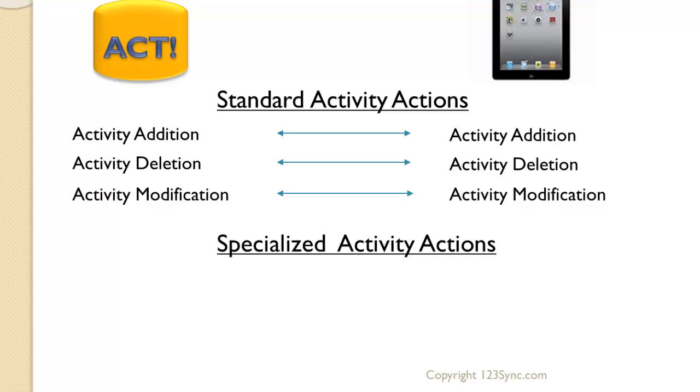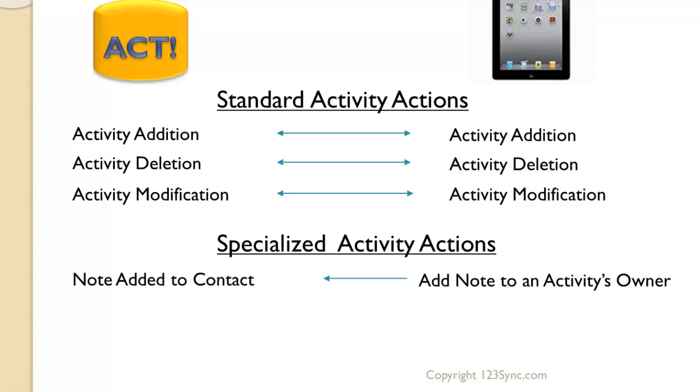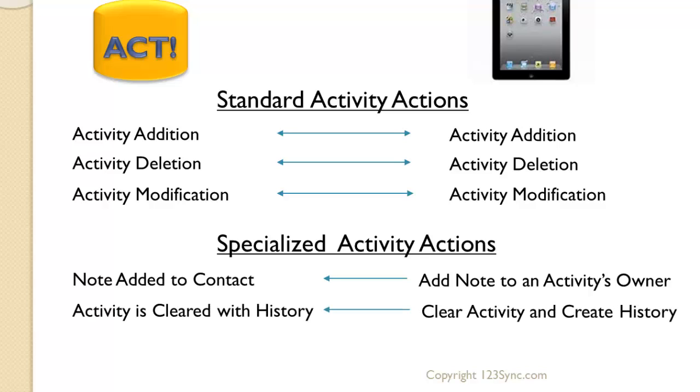In addition, we have added what we call specialized activity actions. These actions are if you do something on the device and then it comes back to ACT. In these cases, you can look at an activity on your device and then add a note to that contact in ACT. As well, you can clear an activity on the device, and that activity then will be cleared and a history created in ACT through 123 Sync.